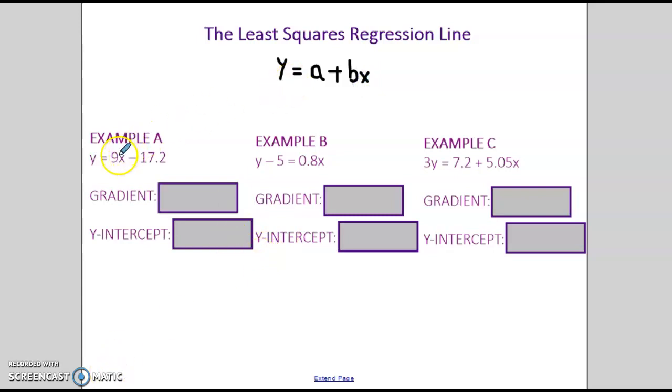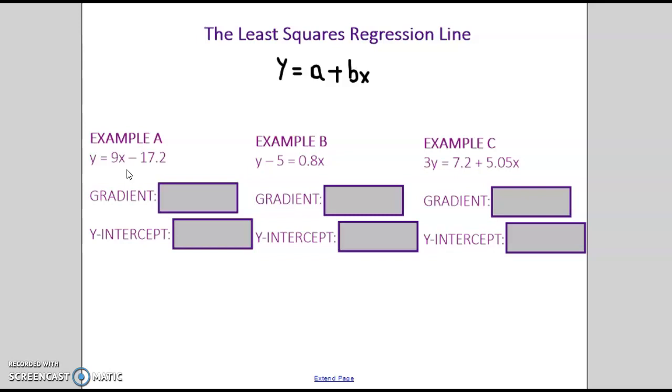So straight away, hopefully you can see that the 9x and the 17.2 are the opposite way round in this case. That is usually because the 17.2 is negative, so rather than writing negative 17.2 plus 9x, that's why they've written it that way around. It doesn't really matter as long as you can tell the difference.